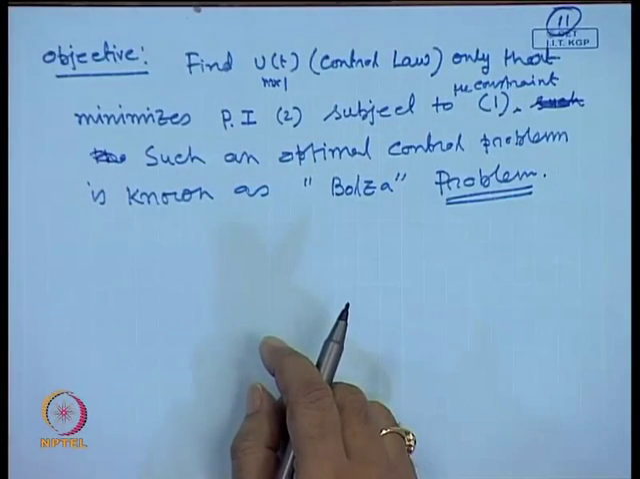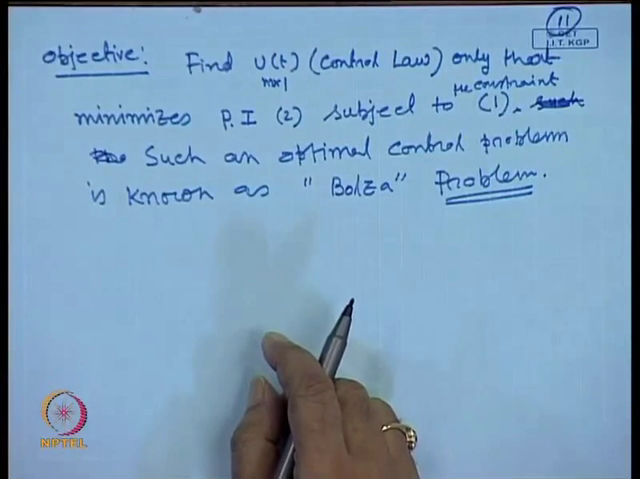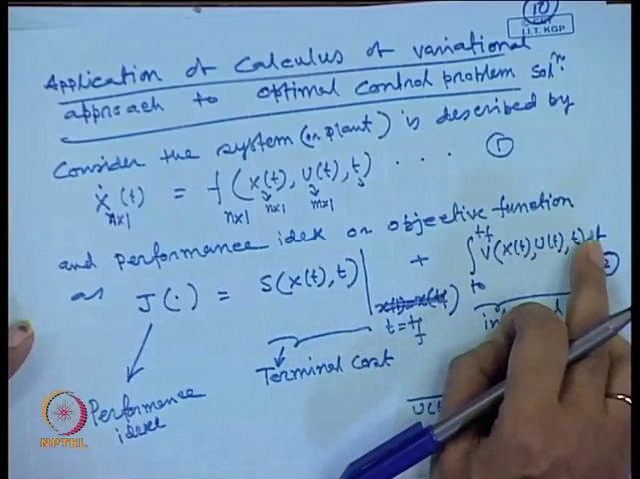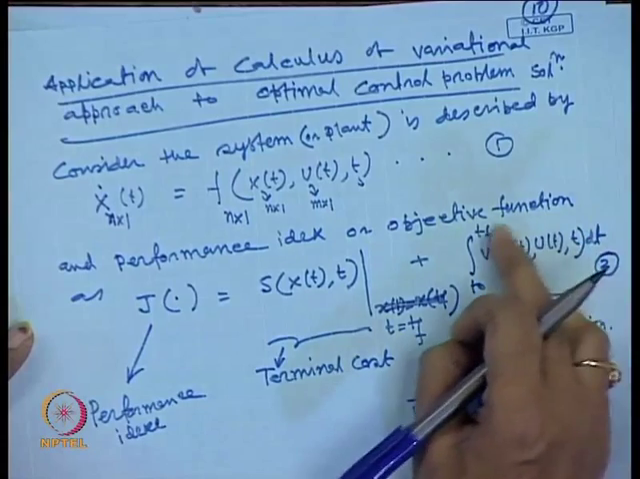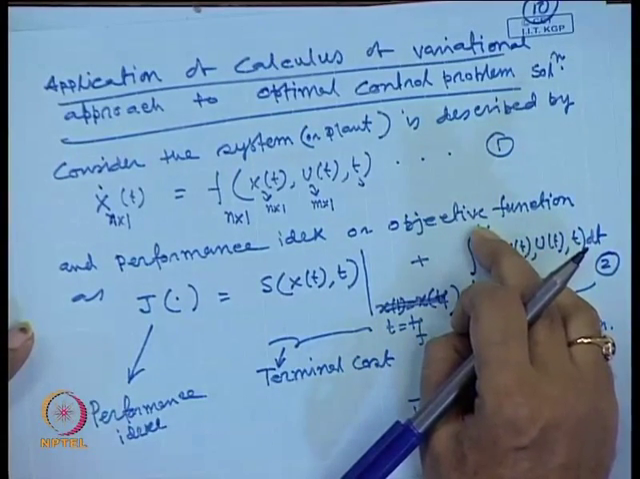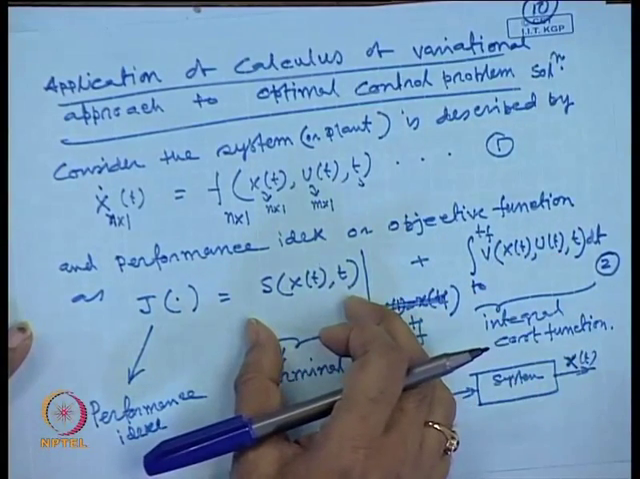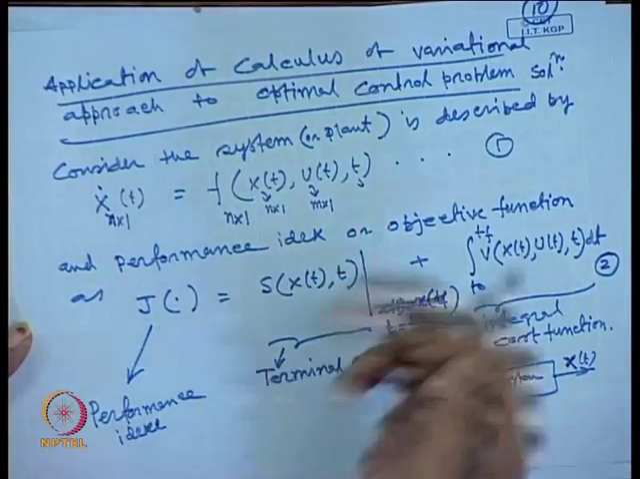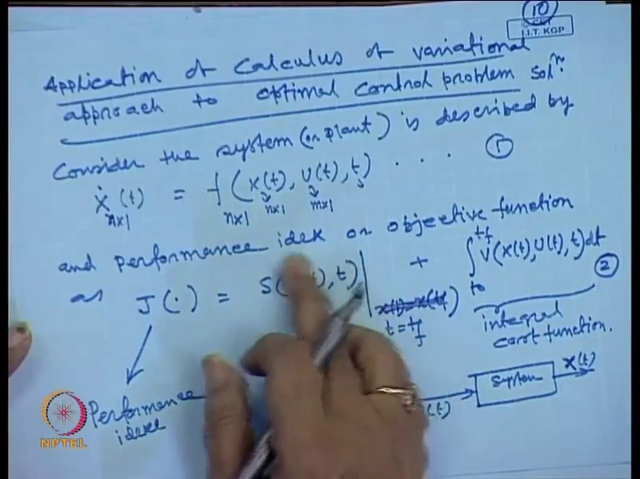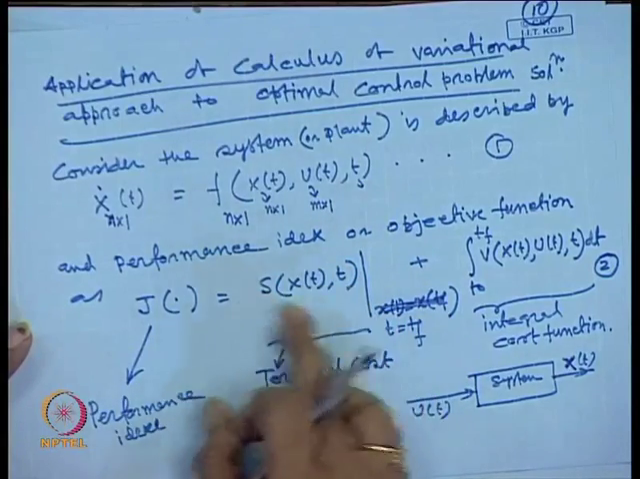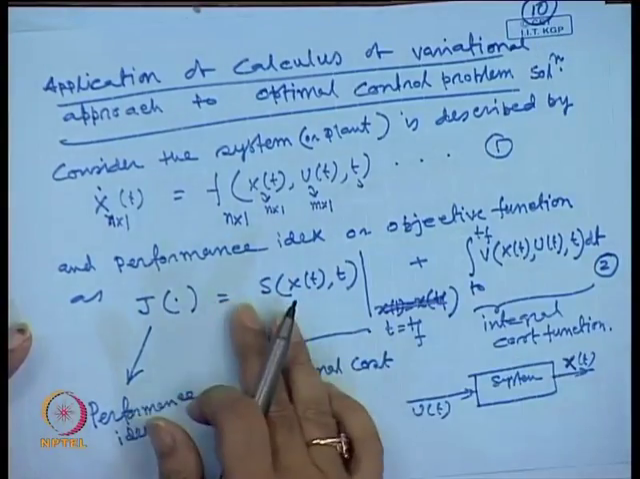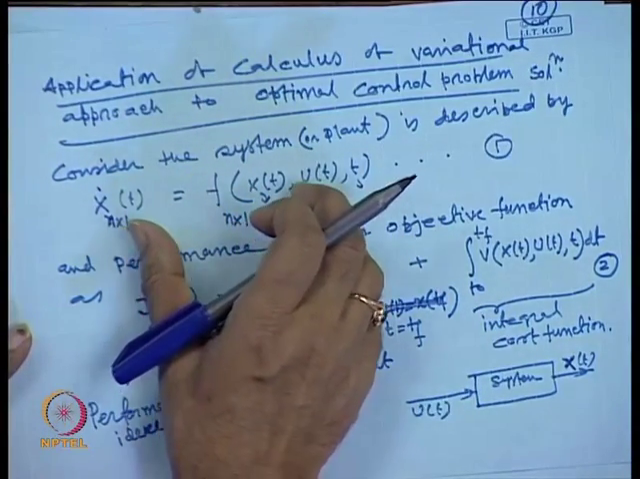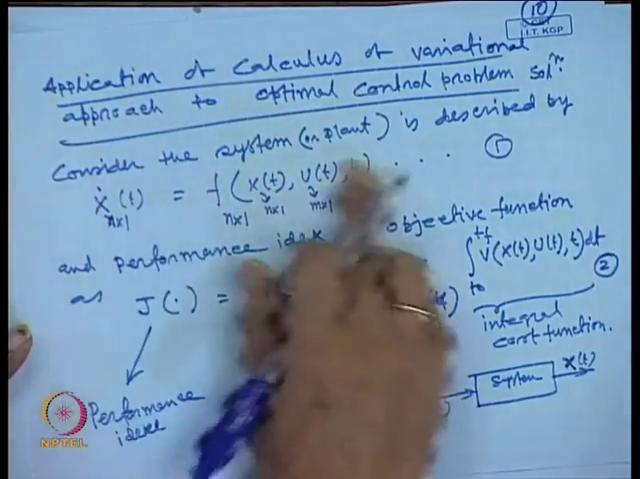So, this is our problem. Now, what is the difference from the earlier problem? Earlier we also had an integrand V, and we integrate from 0 to t f and minimize that functional. But in addition, there is another term, the terminal cost, which physically represents the final state of the system, in quadratic form, and that quantity must be positive. There is also an equality constraint, which is nothing but the dynamic equation of the system.